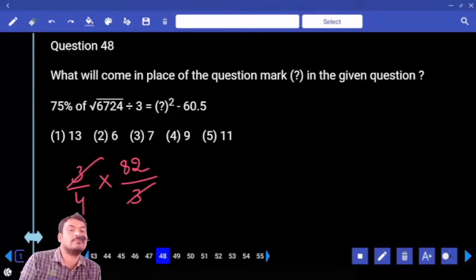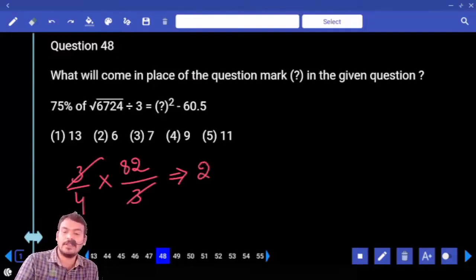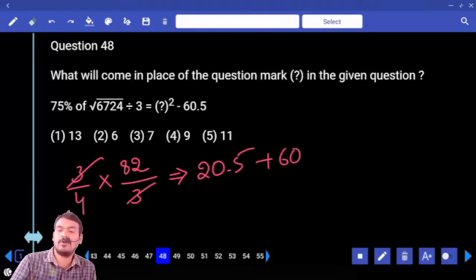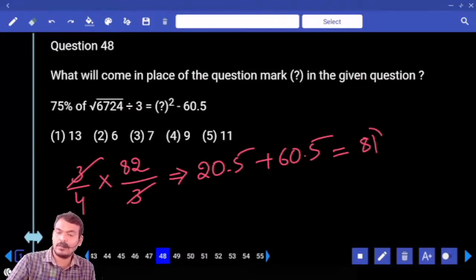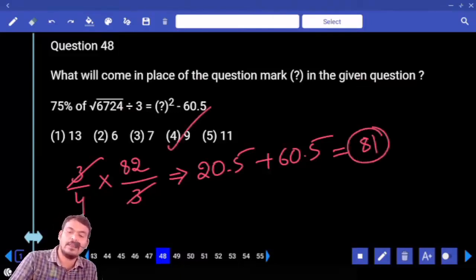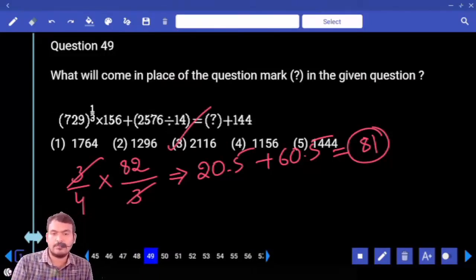3 cancel or not? 82 by 4 means 82 by 4. 20.5 or not? It is added to which one? 60.5. Total it is 81. It is square of 9 or not? Next, 49 question.